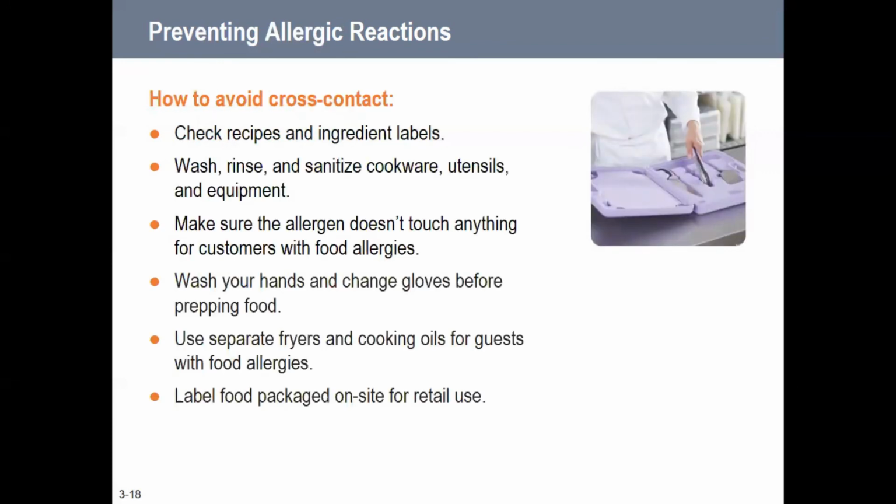So, basic ways on how we can avoid cross contact. Again, we've already talked about checking the ingredient labels, checking the recipes for what items have allergens in them, and making sure we're rinsing and sanitizing cookware, utensils, and equipment. And it's not just wiping those down. It's the full wash, rinse, sanitize. That helps to prevent cross contact.